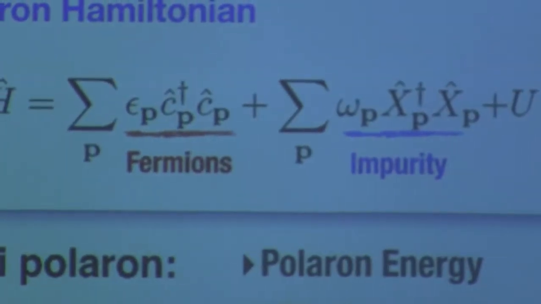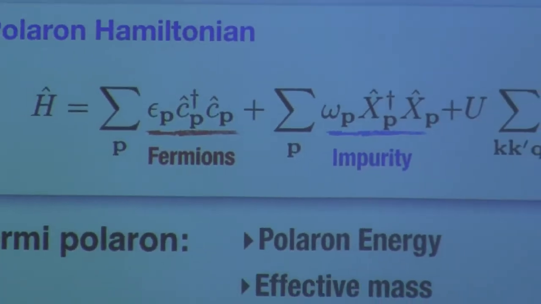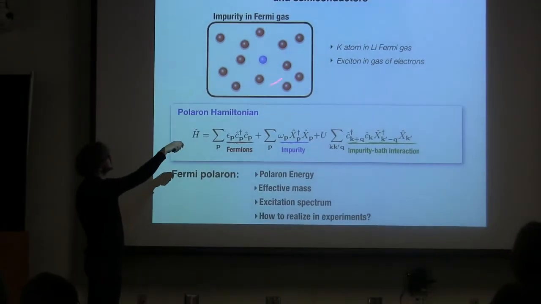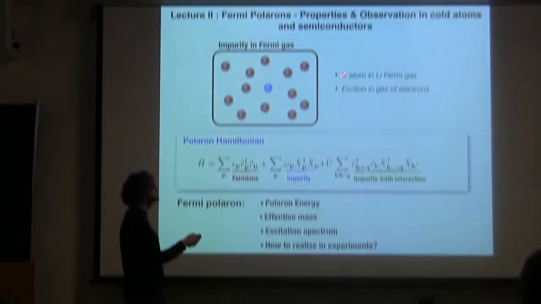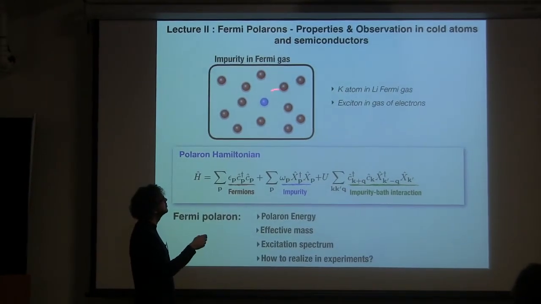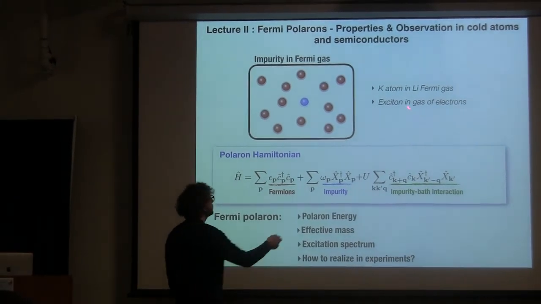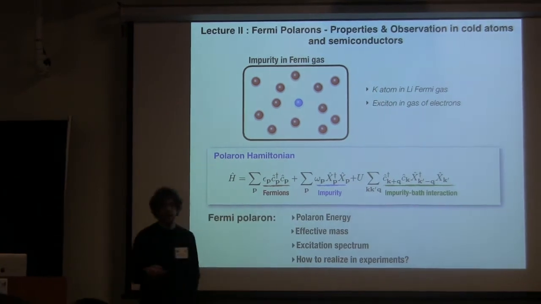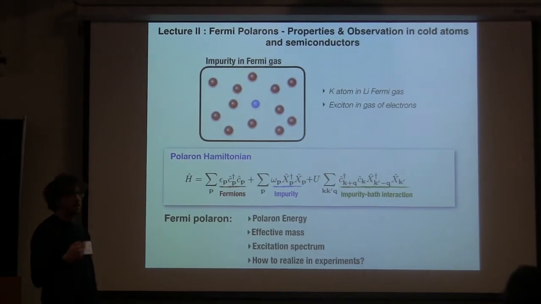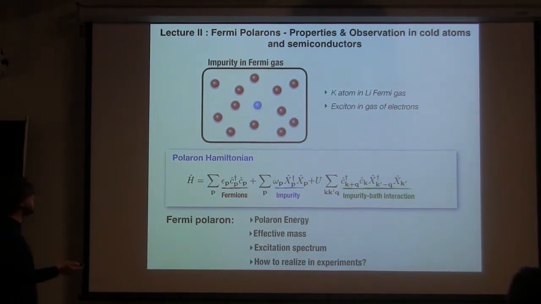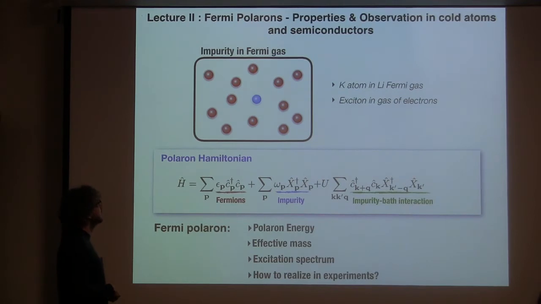So let me actually continue where we kind of stopped yesterday night. We were discussing the problem of so-called Fermi polarons, single impurities immersed in a gas of fermions. This might be, for instance, a potassium atom in a lithium-6 Fermi gas, or, if you think about a semiconductor, an exciton in a gas of electrons. It could also be, as we discussed, ions in helium-3, for instance.